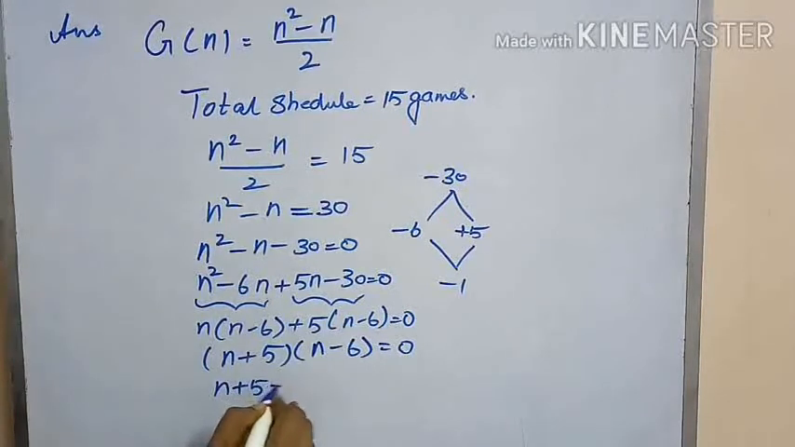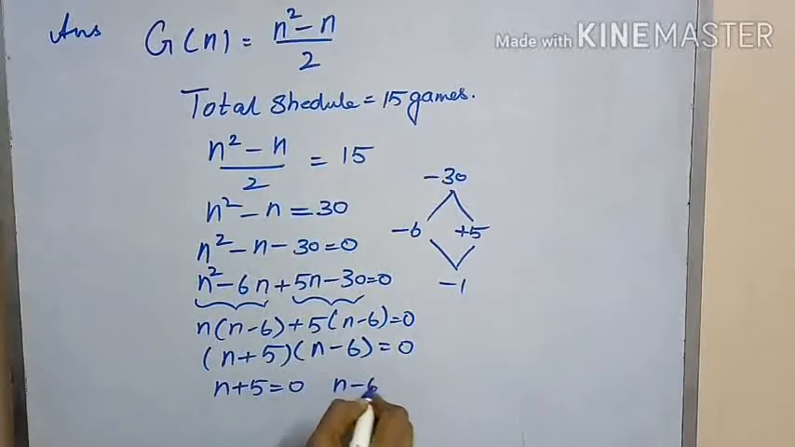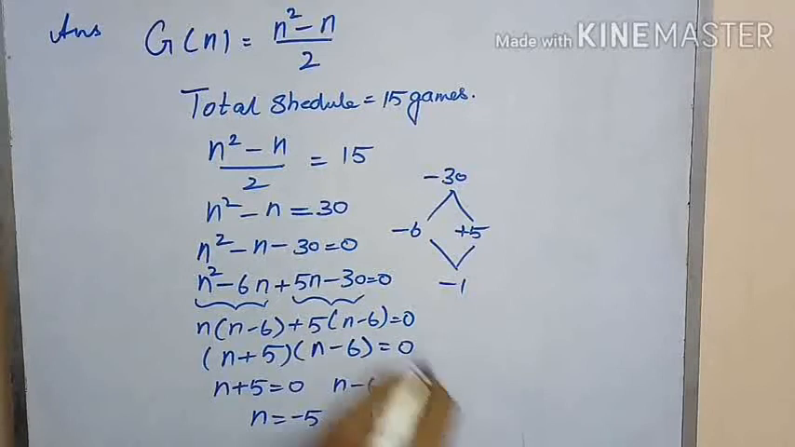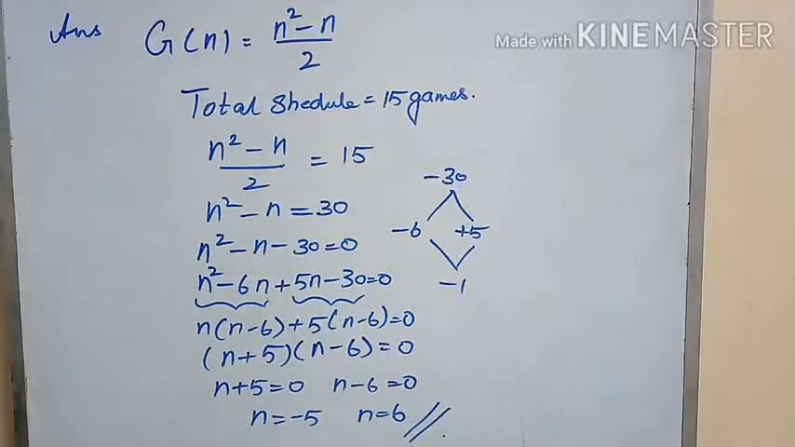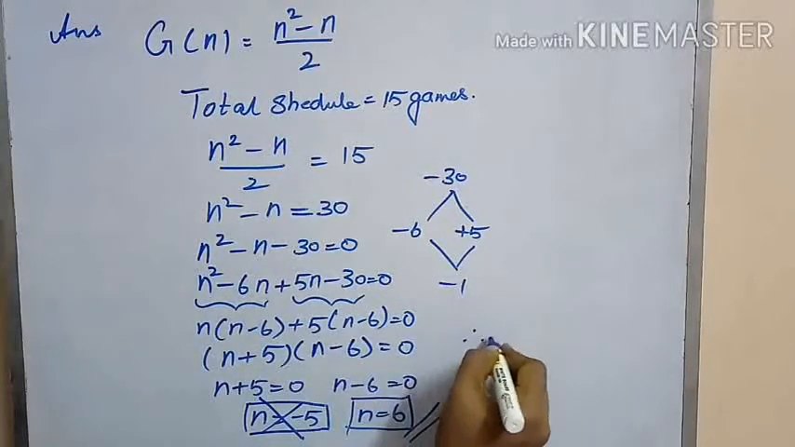So n is equal to minus 5 and n is equal to 6 are the values that we get for n. As n cannot be negative, we cancel the value n is equal to minus 5. So n can be 6. Therefore, there are 6 teams in the league.